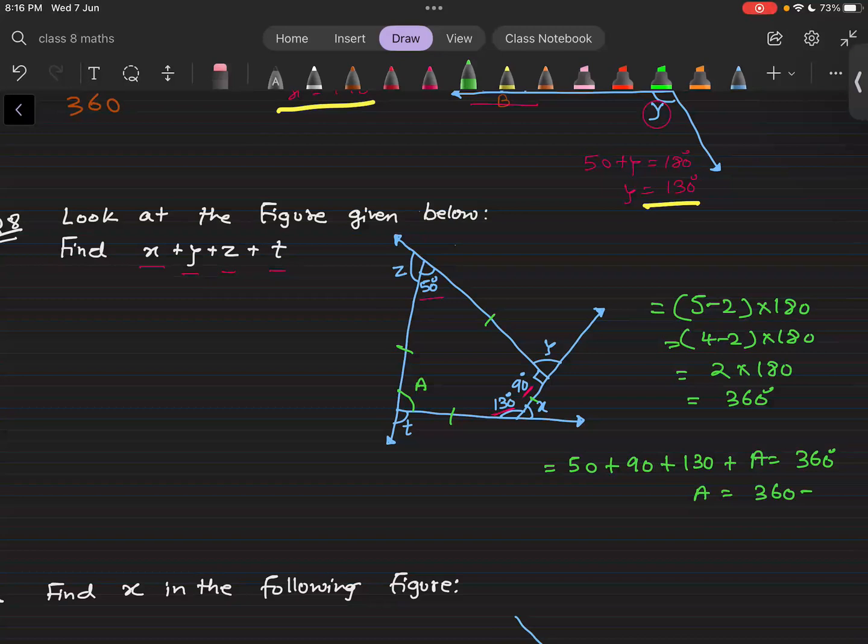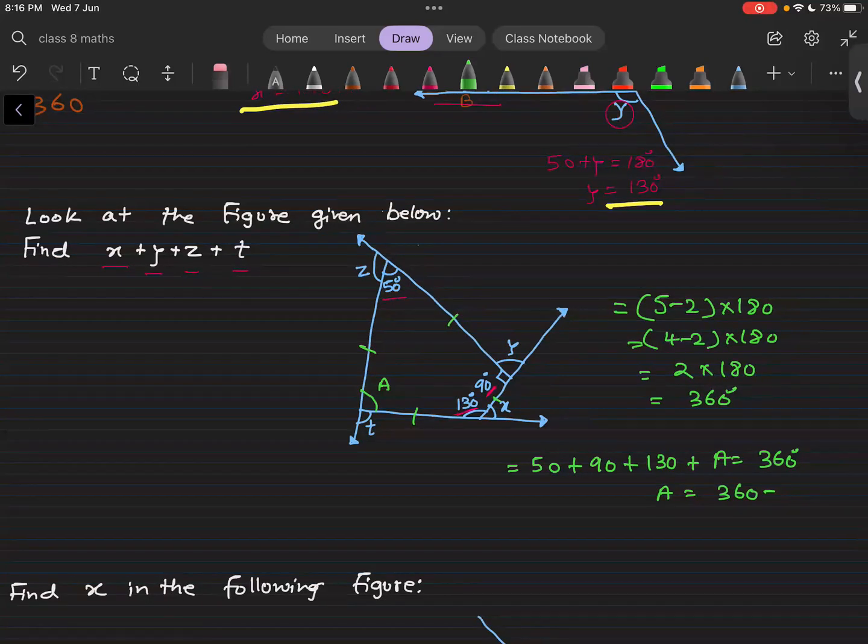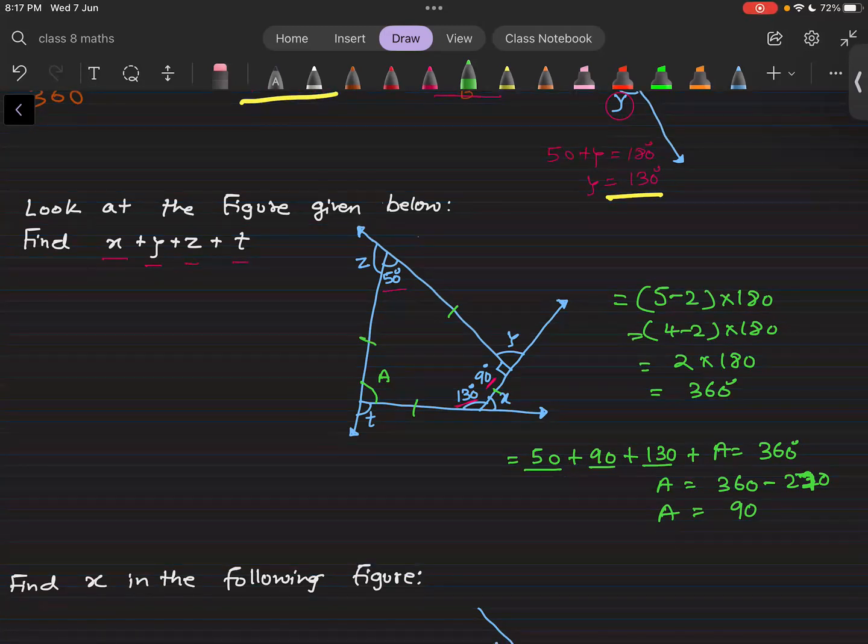So you see from here we can find out A. It is going to be how much? 360 minus 230, because 130 plus 90 plus 50 is going to give you how much? 270 actually. So A here is going to give you 90 degrees, right, guys? So that is the value of this A here. So from here on, can you not find out T? Since this is 90, T is also going to be 90 degrees, right, guys? Yes, sir.